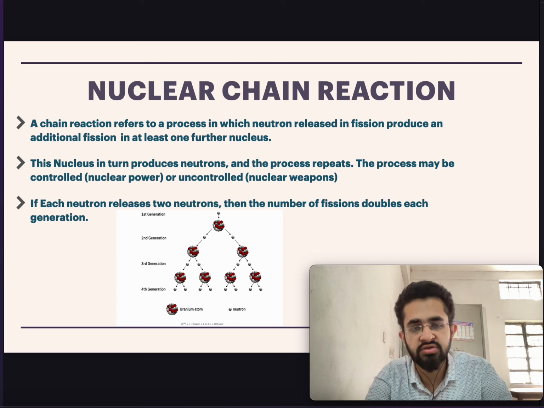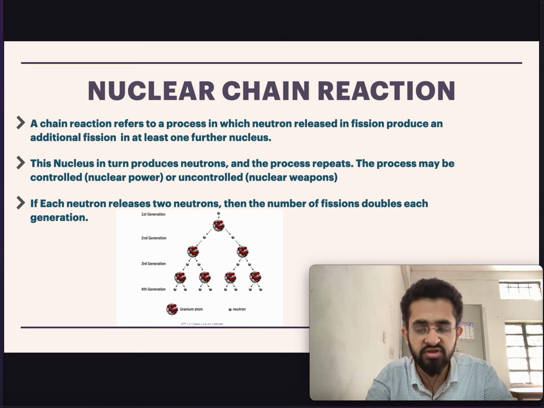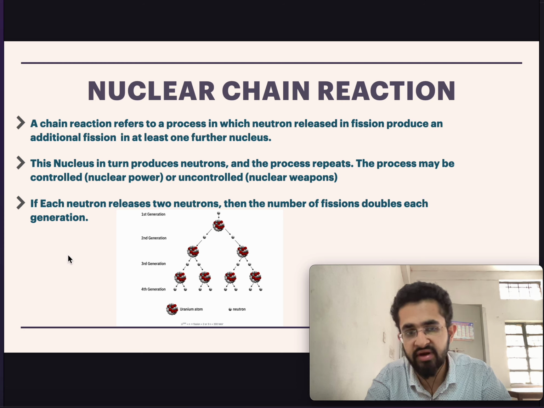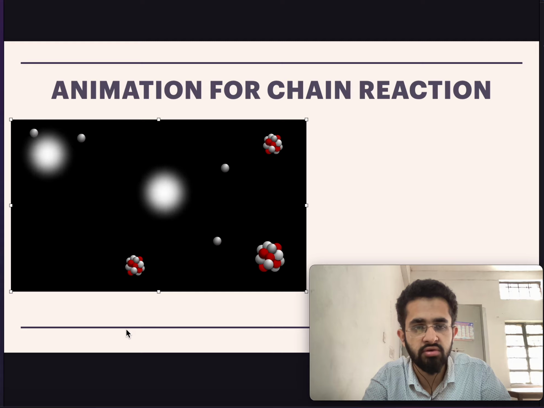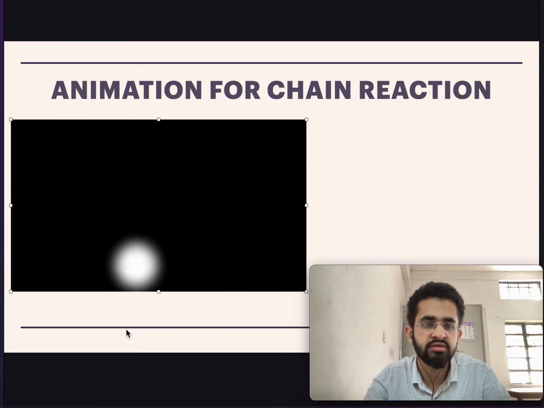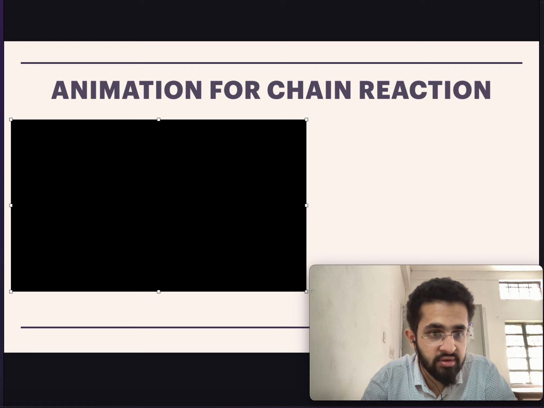So first there is 1 neutron, then fission occurs, releasing 2 neutrons. These 2 neutrons cause further fissions, and the process increases. So first there's 1 neutron, then there's 2, 4, 8. So the number of neutrons increases as 2 to the power n. So there's a chain reaction, and there's an animation for chain reaction. So first there are 2 neutrons, 4 and 8, and so on, and this is a chain reaction.